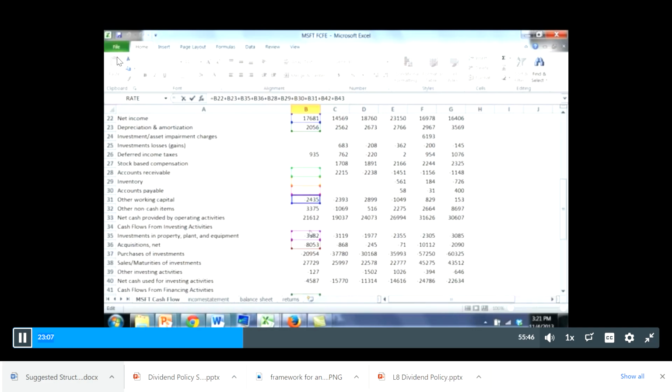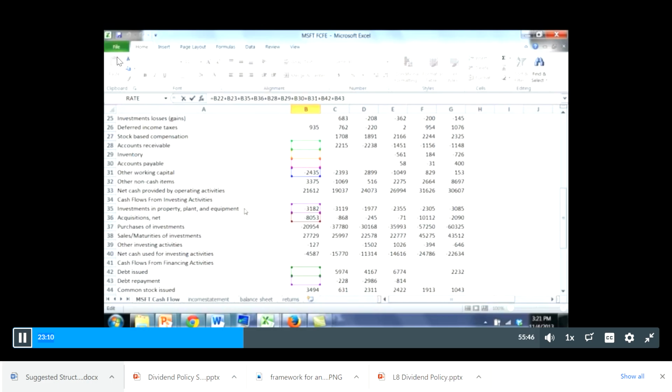Then I come down to investing activities, and I add my investments in property, plant, and equipment, right? That's typically going to be a negative number because those are cash outflows. And my acquisitions, right? An acquisition, especially for a firm like Microsoft, is a big way they grow, so it's a capital expenditure. Notice I'm not including the purchase of investments or sale of investments, right? That's not capital expenditures in assets. These are firms that have these big war chests or cash hoards.